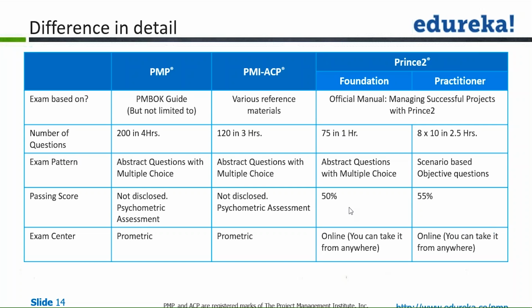For PMI-ACP, there is no single standard guide available from PMI. They have given a list of all the references. There are certain books, and one of the most popular is by Mike Griffith, named PMI-ACP Exam Prep. So there is reference material available. If you go to the pmi.org website, you will be able to see a list of all the references that PMI has.